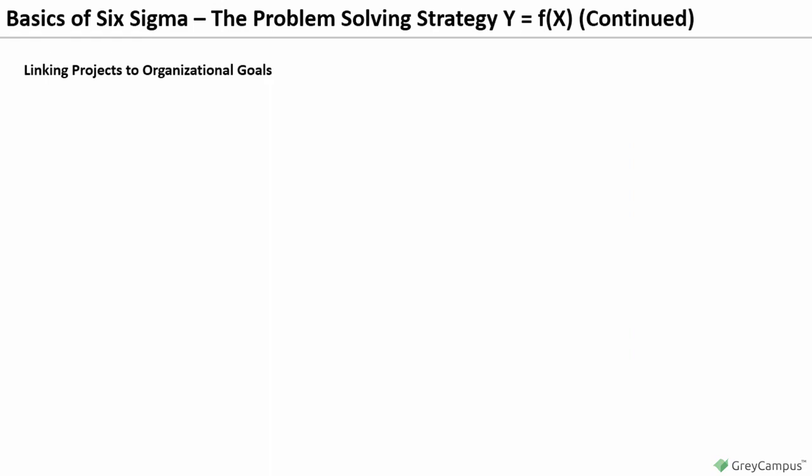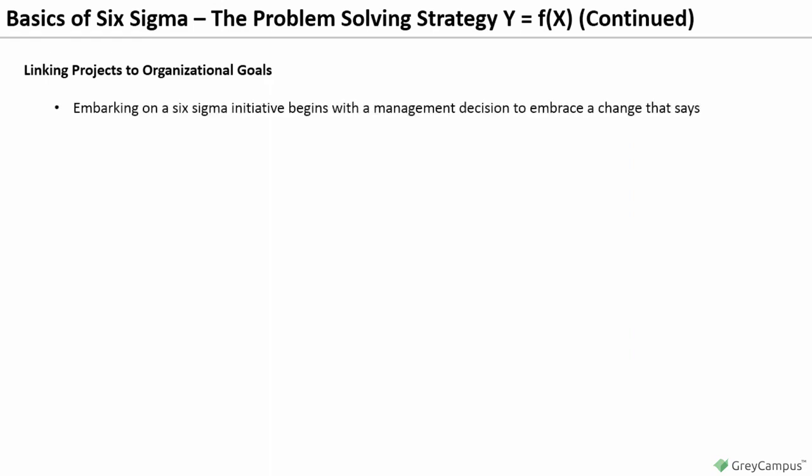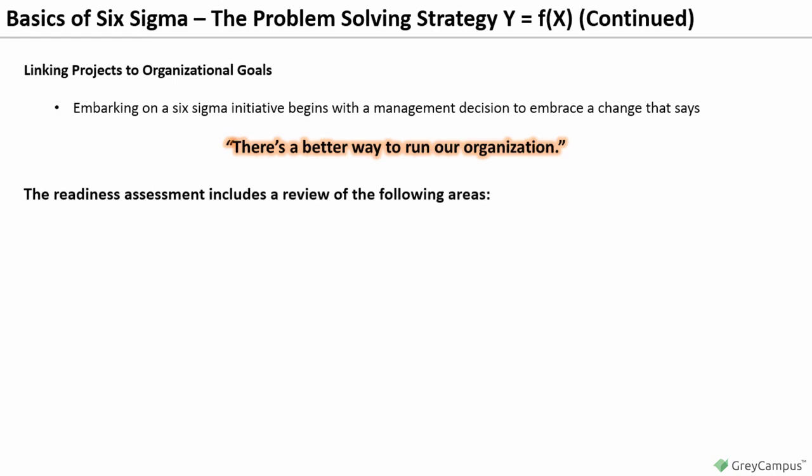Linking projects to organizational goals. Embarking on a Six Sigma initiative begins with a management decision to embrace a change that says, there's a better way to run our organization. The readiness assessment includes a review of the following areas.